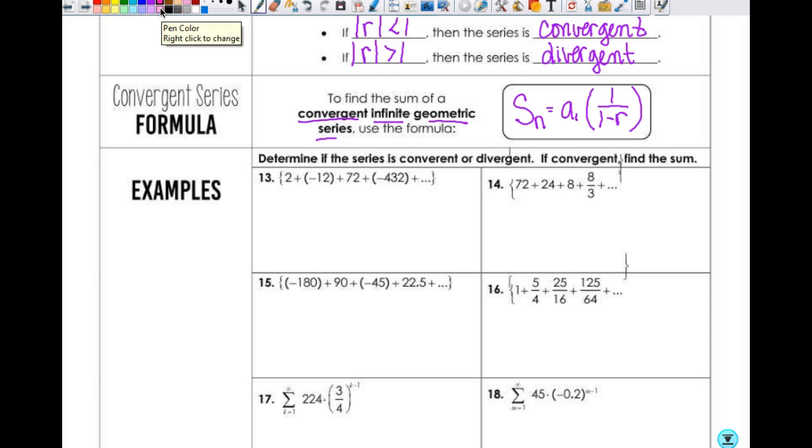So it says determine if the series is convergent or divergent. If it's convergent, then find the sum. So when I look at number 13, what would r be here? -6, right? So multiply by -6. So r is equal to -6. If r is equal to -6, is it convergent or divergent? If the absolute value is greater than 1, it's divergent. Absolute value, dear. Okay, so it's divergent. I can't find the infinite sum, right?